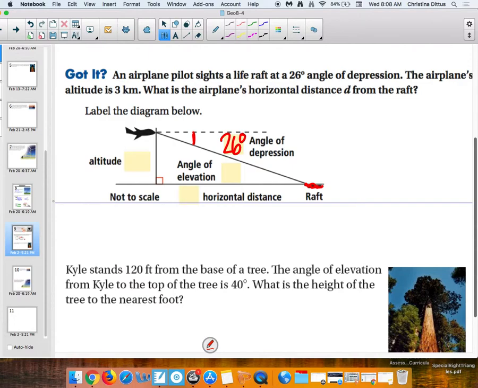Okay, it also says the airplane's altitude is 3 kilometers. So I'm 3 kilometers above the ground of my airplane. So my 3 shows ground to airplane. Obviously, that 26 degree is outside of my triangle, right? So we need an angle that's inside, which is why we use those alternate interior angles. What would be my angle of elevation down here then? Because of the alternate interior angles.